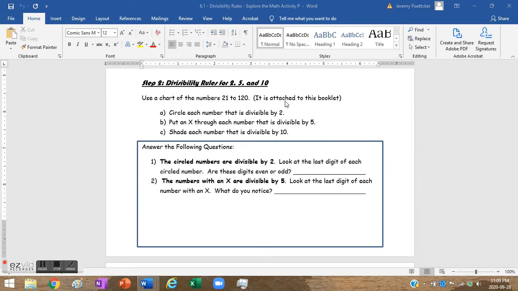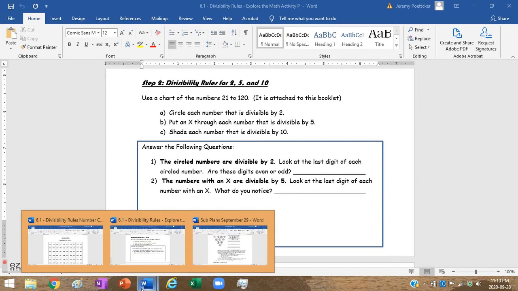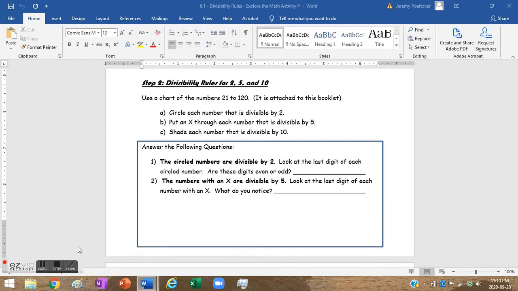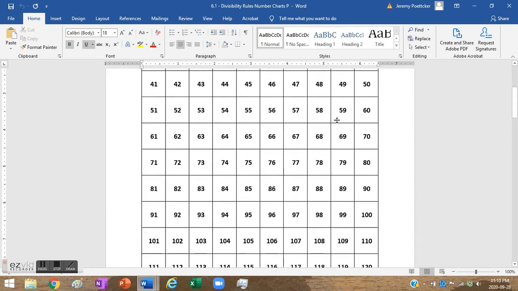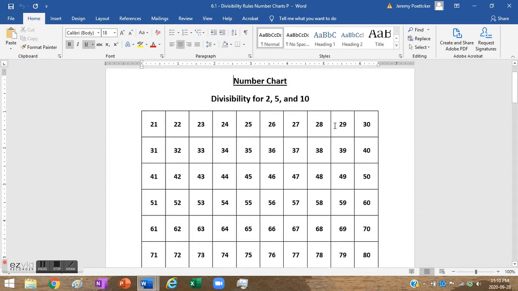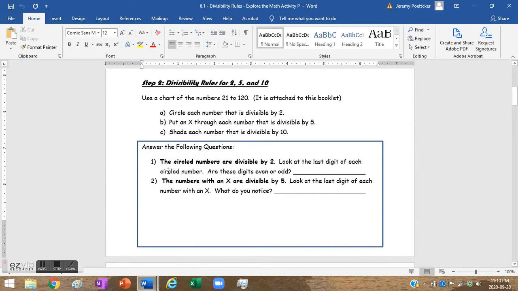All right. Now we're going to take a look at the divisibility rules for 2, 5, and 10. Most of this you're going to do on your own with the video paused, but I'll show you what you need to do here. You're going to flip to your numbers chart, a separate booklet that you have. We're going to go to the page that looks something like this, except it should be the one that says 2, 5, and 10. You're going to just follow the instructions here.